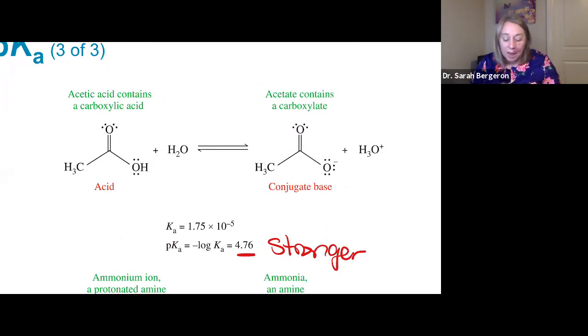And so if you look at our examples of functional groups that can behave as acids, acetic acid is going to contain a carboxylic acid, right? We have a carbon here that's double bonded to an oxygen, and then we have another bond to an oxygen, and that's a hydroxyl group. And when you turn acetic acid into acetate, we change that carboxylic acid to a carboxylate, which means we have lost the hydrogen and now we are negative. And so if we look at the pKa value of that, we get 4.76.